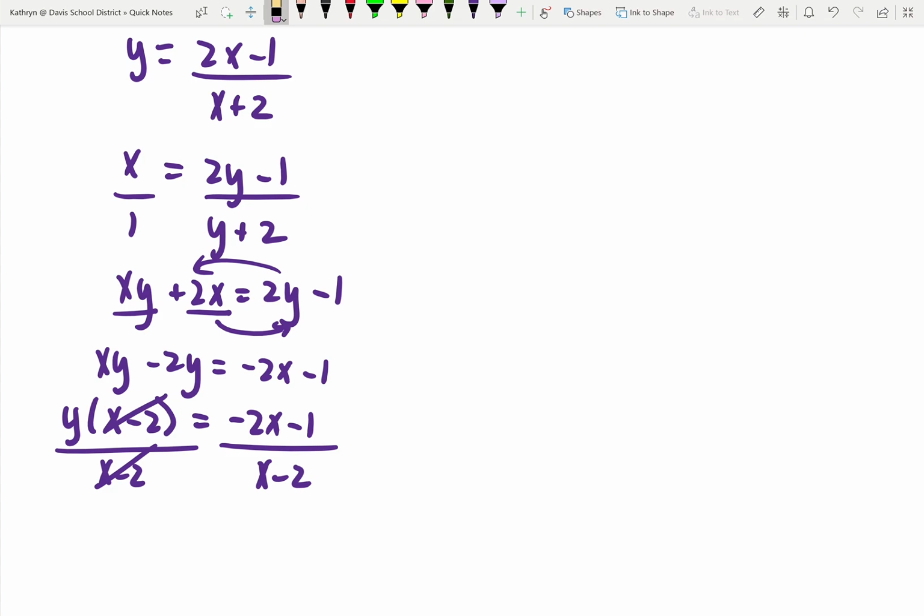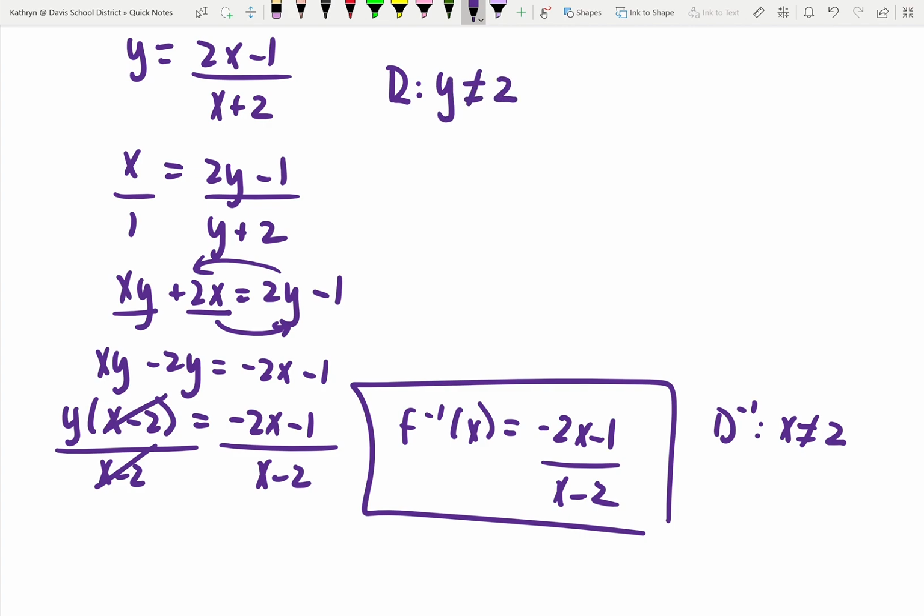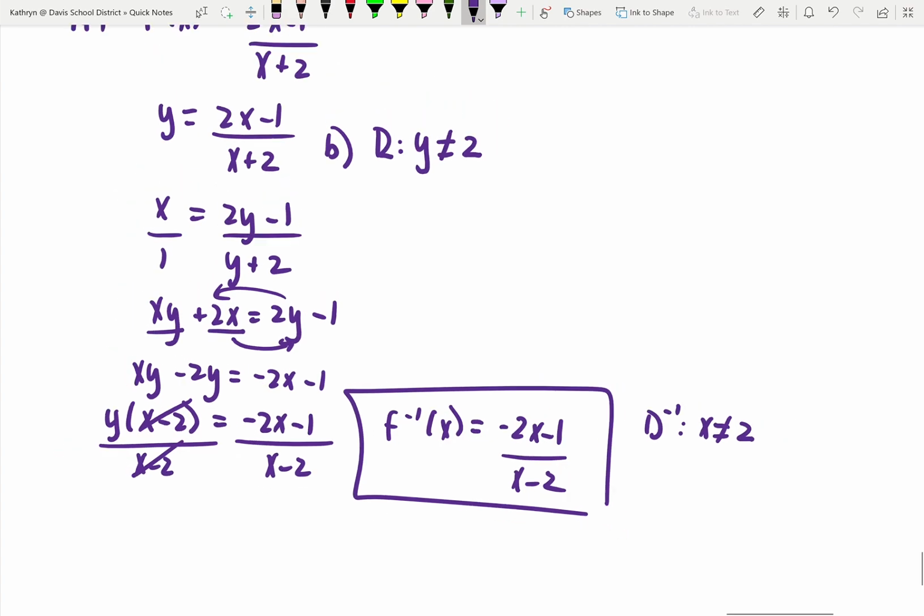Don't write it as y equals. I know they've been picky about that before. So put f inverse of x equals (negative 2x minus 1) over (x minus 2). There's your answer. Okay. Then they want the range of the original f of x. Well, the domain of the inverse is x cannot be equal to 2. Therefore, the range of the function is y cannot be equal to 2. Okay? And that is part B of question 14.